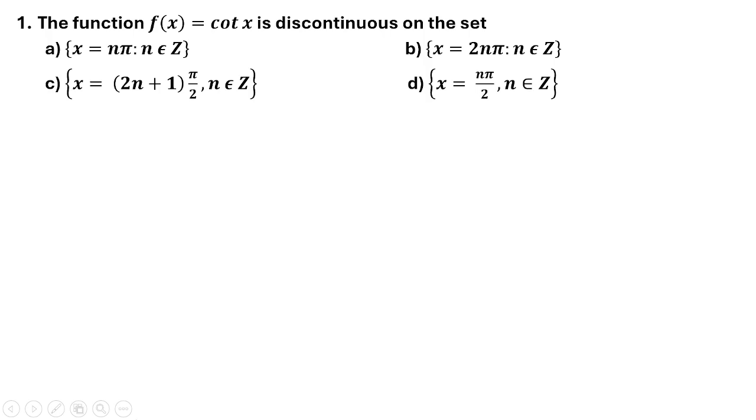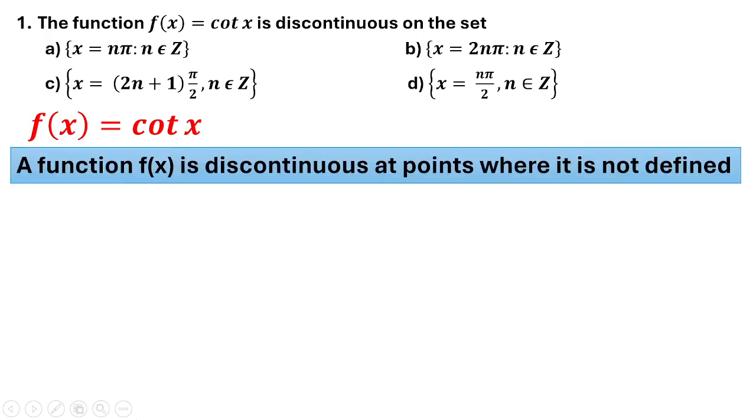Question number 1. The function f of x is equal to cot x is discontinuous on the set. We have to identify the set at which f of x is equal to cot x is discontinuous. Now let us recollect the condition for continuity. A function is continuous where it is defined and it is discontinuous at points where it is not defined. Well, let us see where cot x is not defined.